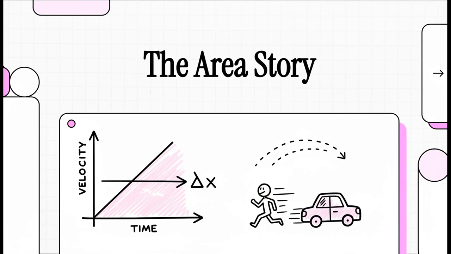Today, we're diving into what I call the area story. It's this awesome visual tool that can turn really complex motion problems into, well, simple geometry. By the end of this, you won't just know the rule, you're going to understand exactly why it works.